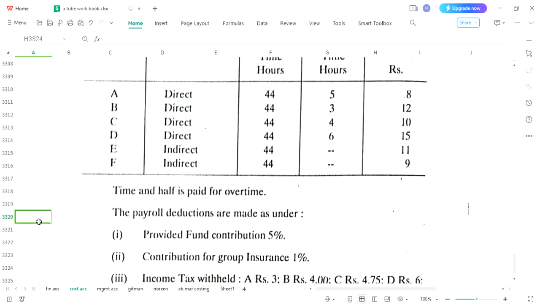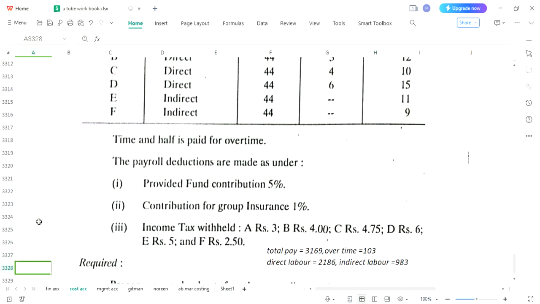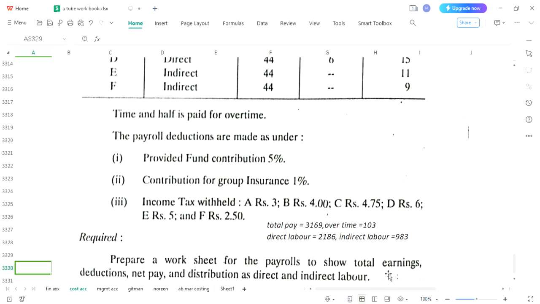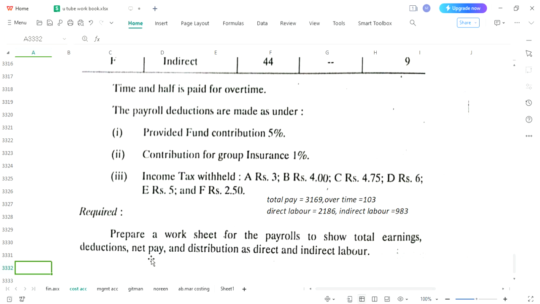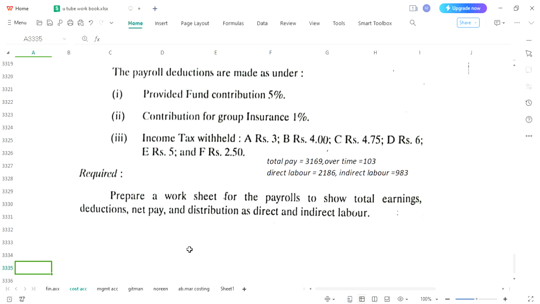Next, we have the answers as well. Look here, total pay means how much total amount would be paid to the workers. Overtime payment is also described here. We have segregated direct and indirect labor. So now we will be preparing a worksheet. This is the only illustration that would be very helpful for you to understand how to prepare a worksheet regarding labor workers in any manufacturing concern.